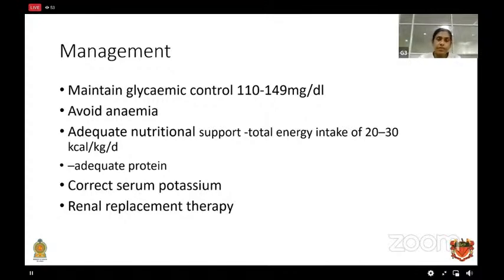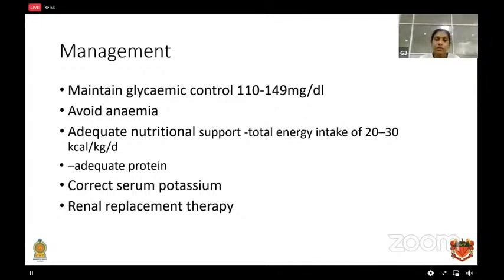So any organ, so the fundamental unit of our body is cells. So cells require glucose, oxygen, and nutrition. So that is the basic management. So the recommended target is 110 to 149. Avoid anemia because oxygen is mainly carried by hemoglobin, so you have to correct it. And give adequate nutrition. So this is a common problem in the ward.